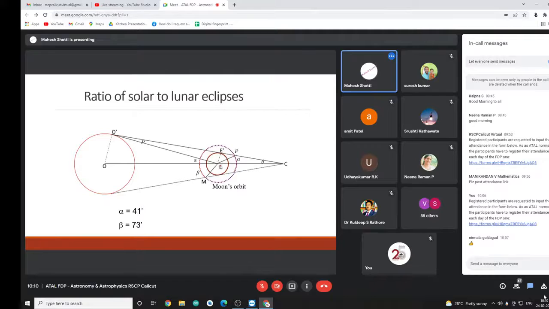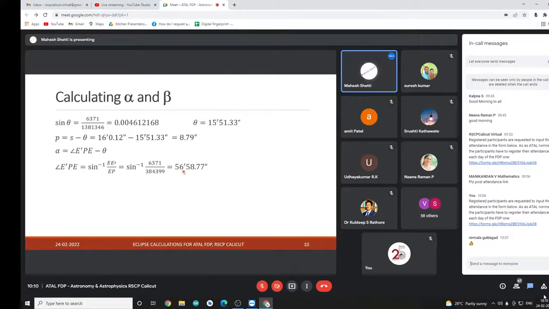We get 56 arc minutes 58.77 arc seconds. Substitute this along with theta, subtract theta, which is 15 arc minutes, and you get angle alpha as 41 arc minutes 7.44 seconds. So the point is, it is simple geometry. When you actually sit with the diagram and the relevant data, you can calculate this. Similarly, we will have to calculate angle beta also.